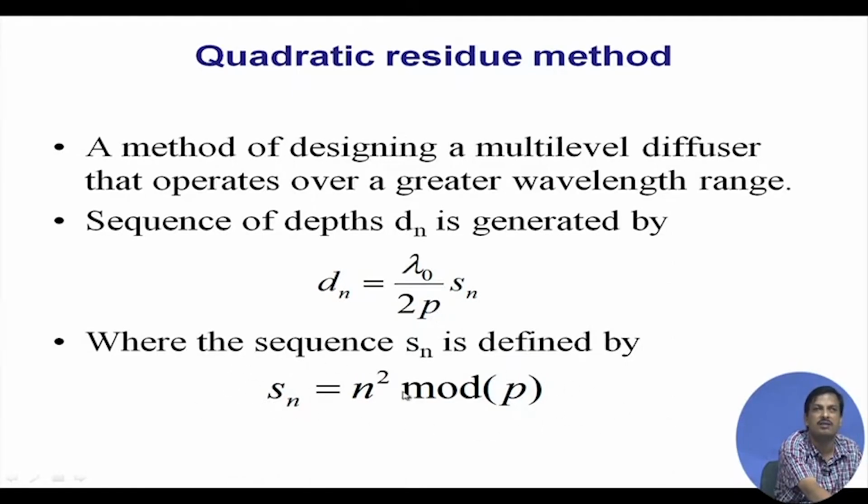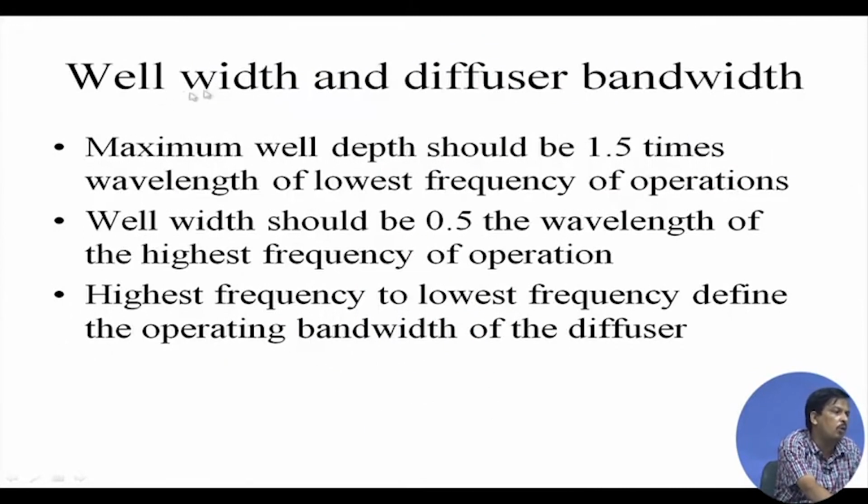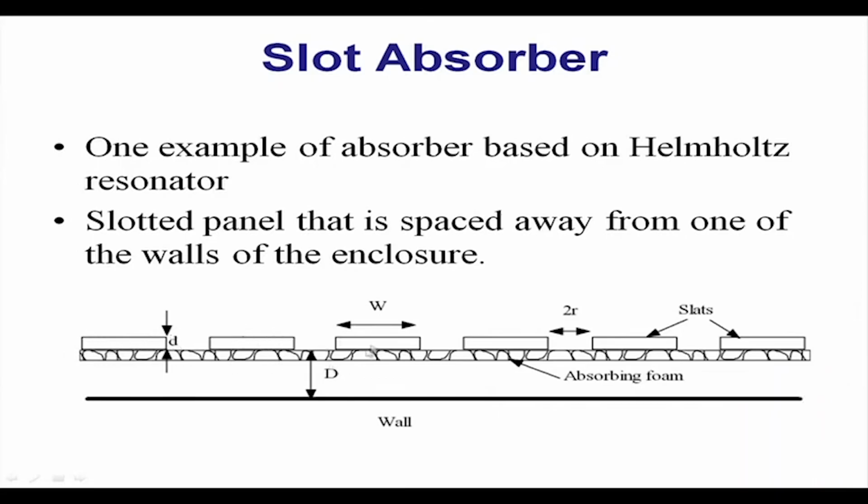N is an integer, and n varies from 0, 1, 2, 3, 4, 5, 6. Let us say p is equal to 16. Then I can get an Sn sequence, and then I can get a depth sequence. Then there will be a wall width and diffuser bandwidth. If you see, there is a slot like this on the wall, and we put a slot as the diffuser.